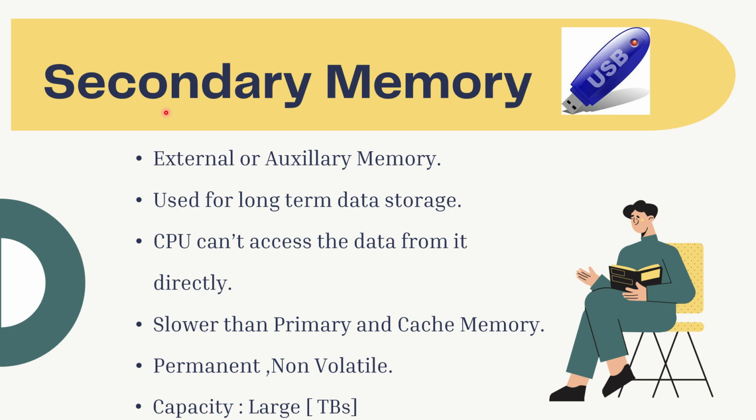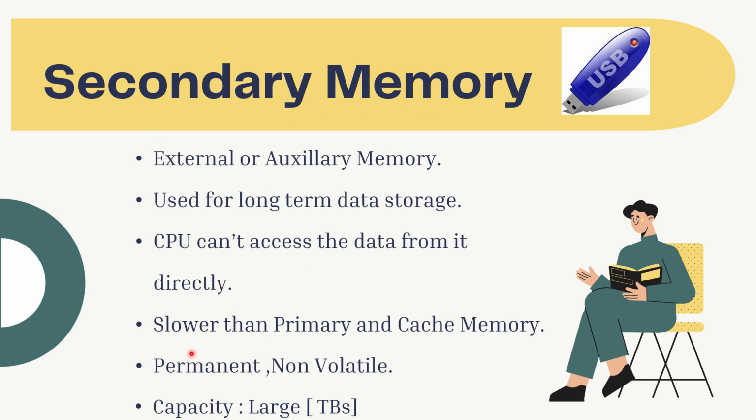And the last one is the secondary memory. It is also called the external or auxiliary memory. It is used for long-term data storage. Some examples of secondary memory are the hard disk drive, pen drive, and SD card. The CPU cannot access the data from it directly. When we want to store the data permanently or for the long term, we use secondary memory.